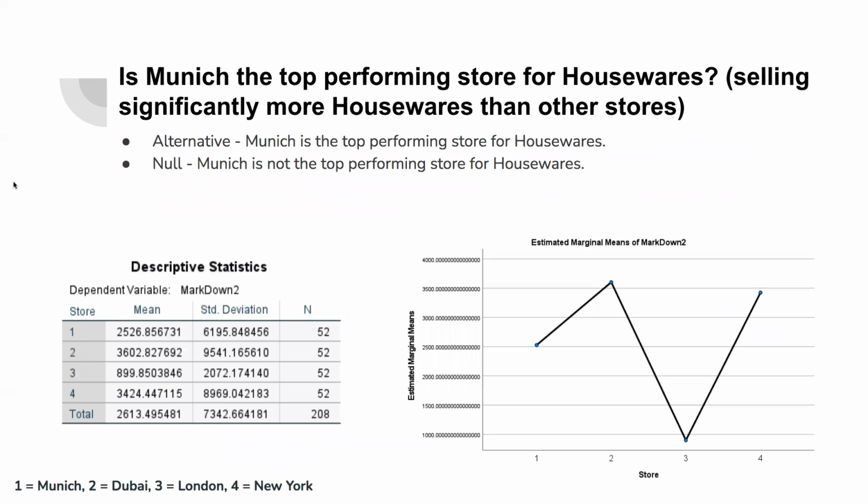Next, is Munich the top performing store for housewares? So an analysis of variance was utilized for this particular question. Here you see store number 1, Munich, with an estimated marginal mean of 2526.86. Both Dubai and London outperformed Munich in the housewares section. This can also be observed by looking at descriptive statistics and observing the significance based on the mean. The result is the analysis agrees with the null hypothesis that Munich is not the top performing store for housewares.